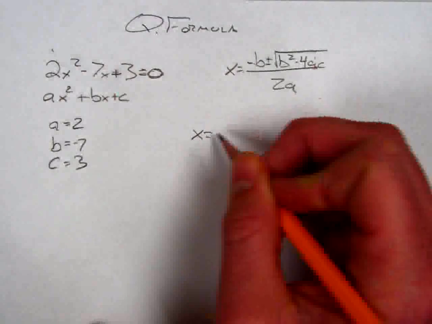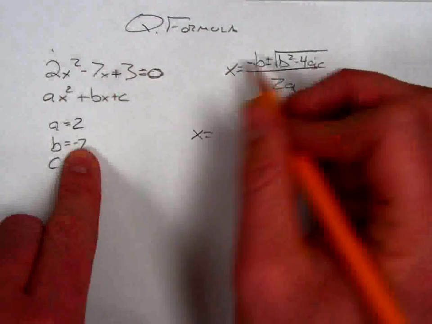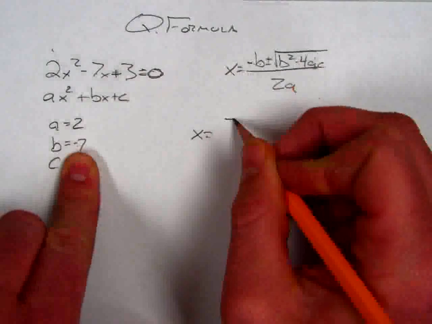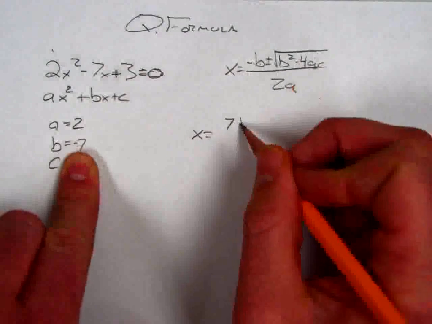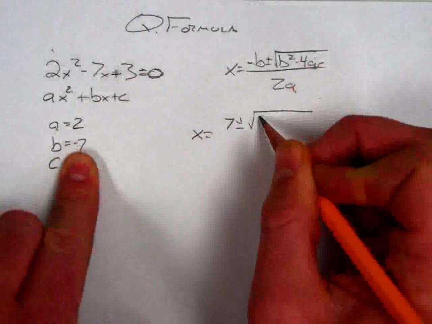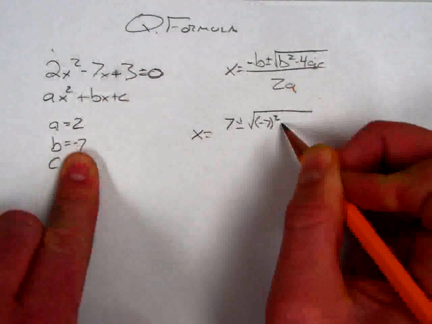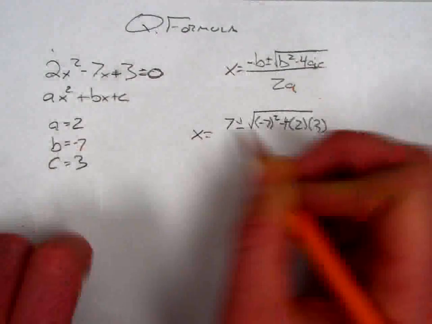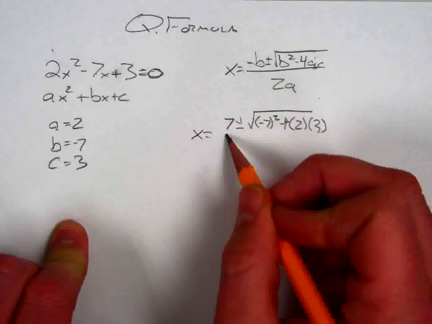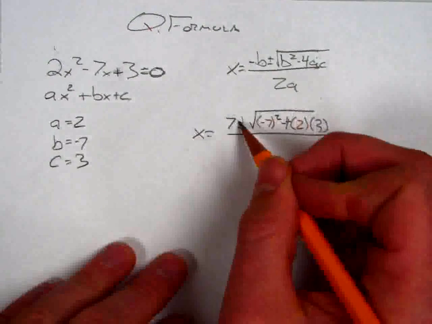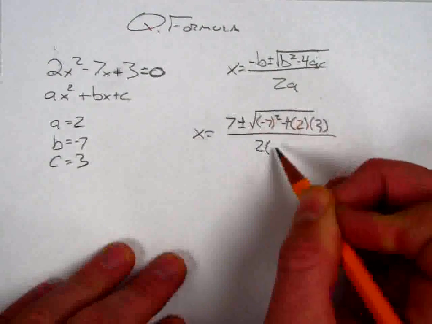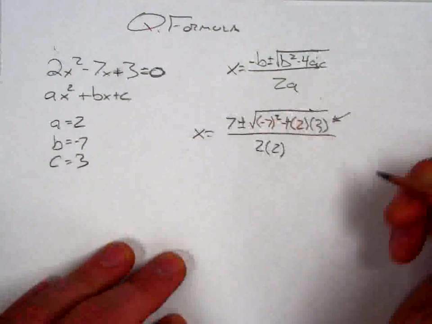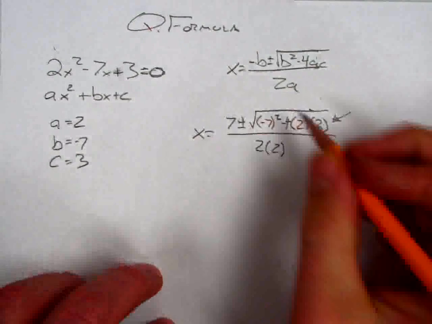I know that x equals negative b. Well, if b is negative 7, the opposite of negative b would be 7, plus or minus the square root of b squared minus 4ac. I'm getting all these numbers from right here, all over 2a. And I always want to simplify the part under the radical first. It's called the discriminant, so I'm going to start with that.